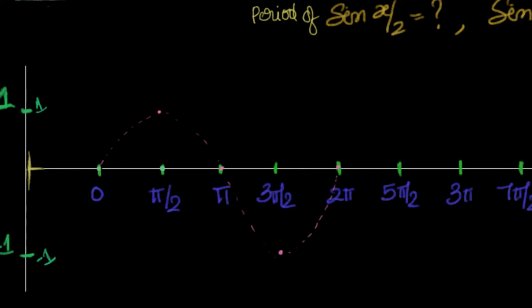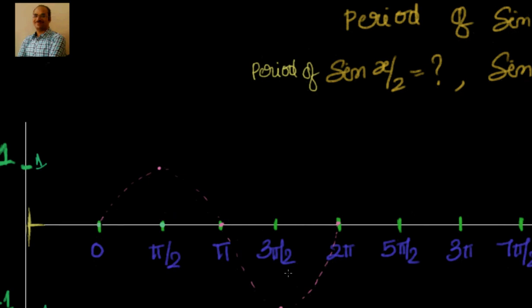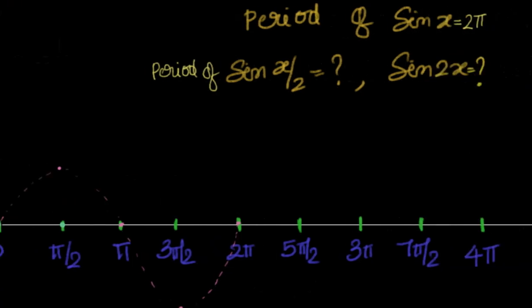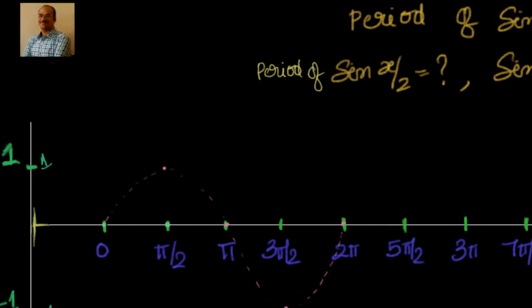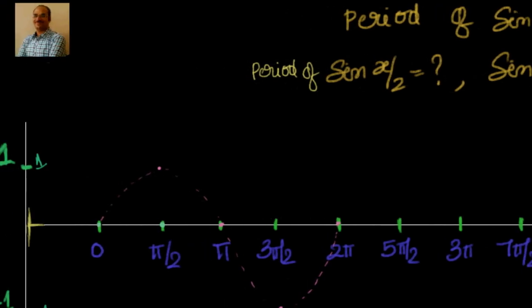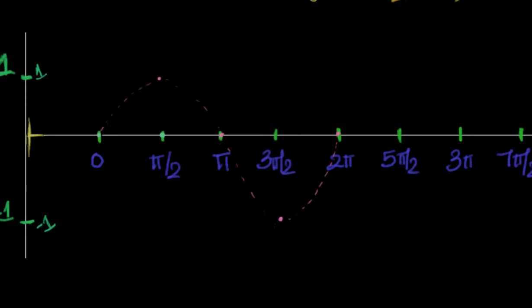We are interested in finding out how the period of sine function changes when x becomes x by 2 or 2x, which we'll go through very quickly. To understand that graphically, I have first drawn how the sin x graph looks like. This is how sin x looks for a 2 pi period, and it is of period 2 pi. That means this same diagram repeats again after 2 pi, and from 2 pi to 4 pi you will have the same picture.